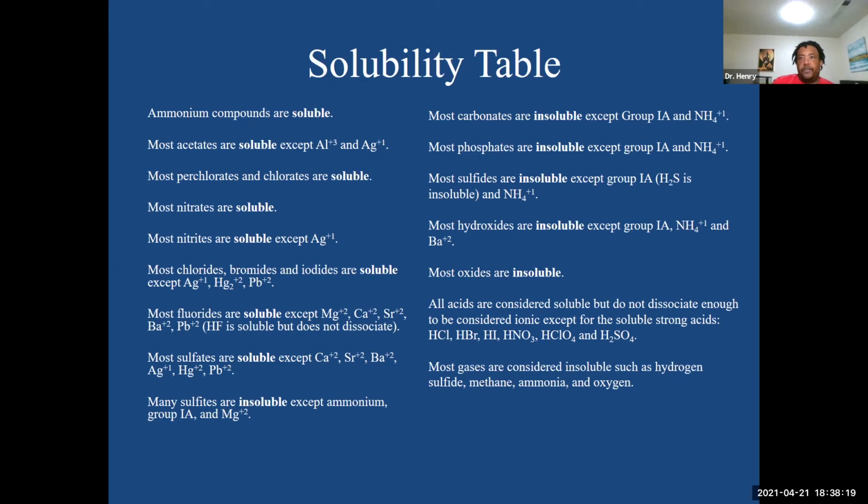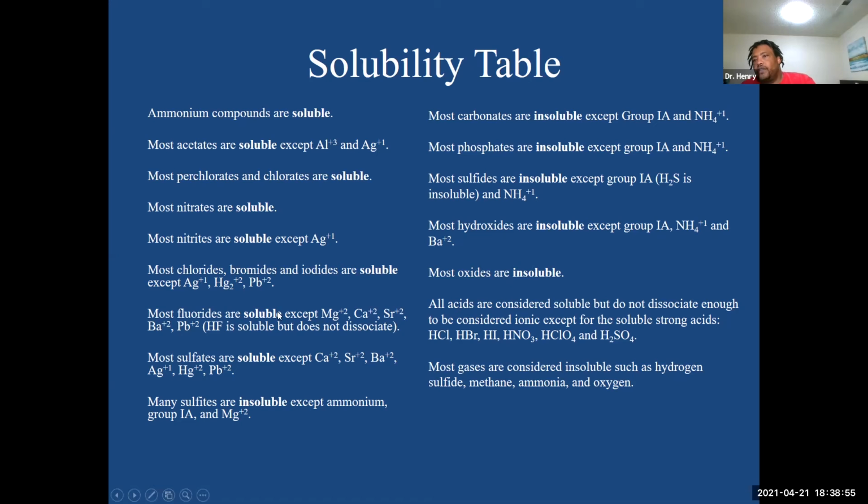Your perchlorates and your chlorates are always going to be soluble. Your nitrites are going to be soluble except for silver 1. Most of your chlorides, bromides, and iodides are soluble except for silver 1, mercury 1, and lead 2. Most of your fluorides are going to be soluble except for group 2 metals and lead 2.